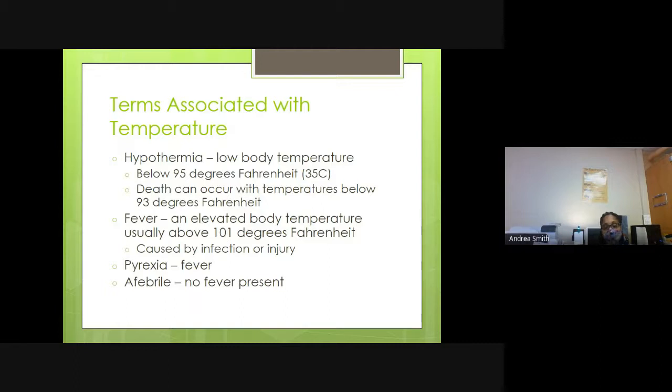Pyrexia is another term for fever. And febrile is a term typically used in medical reports to describe a patient. Afebrile tells you that the patient doesn't have a fever. A 26-year-old African American female presents to my office today within normal limits and is afebrile. You will see that in the report. Afebrile, either way you decide to say it, means there isn't a fever. A fever is not present.